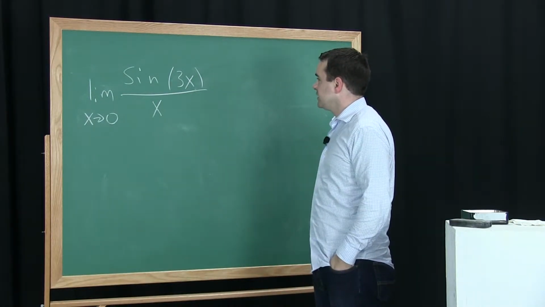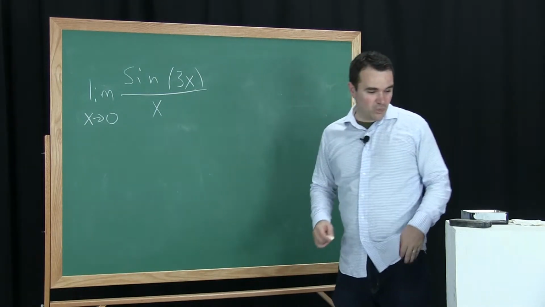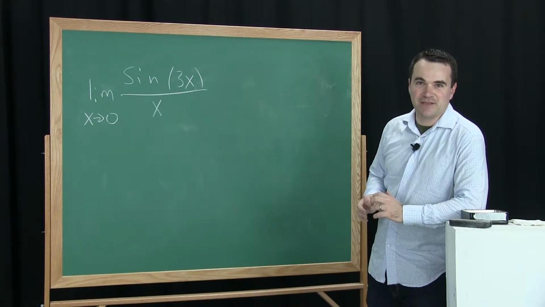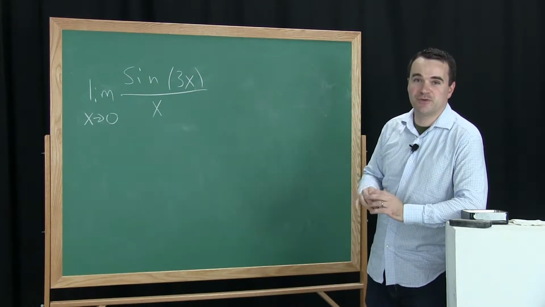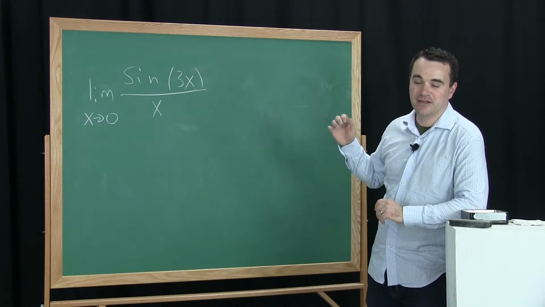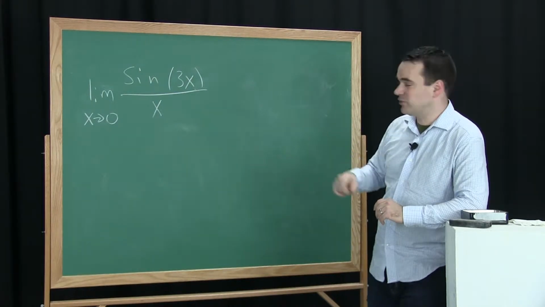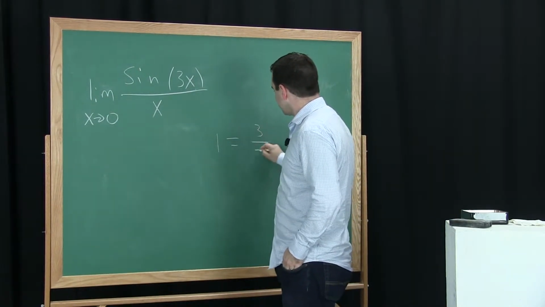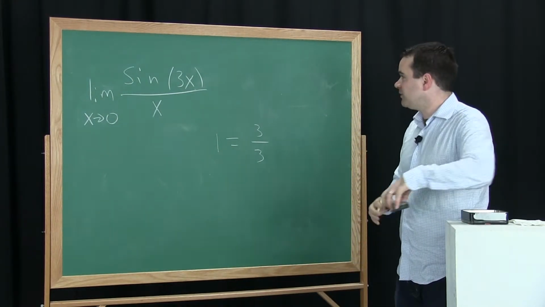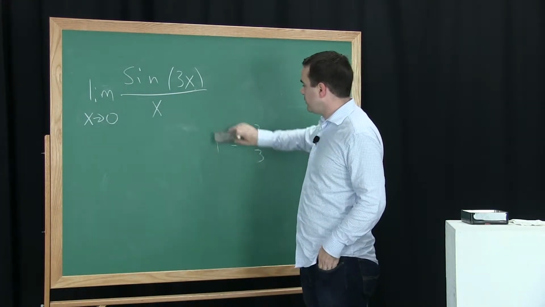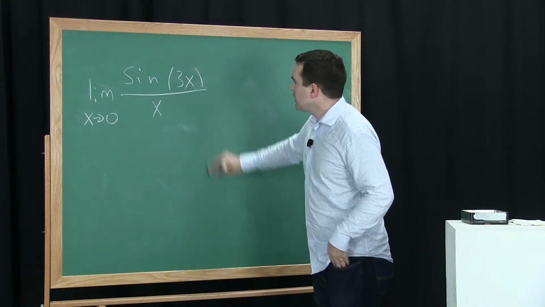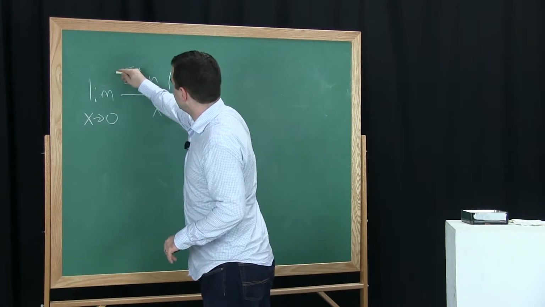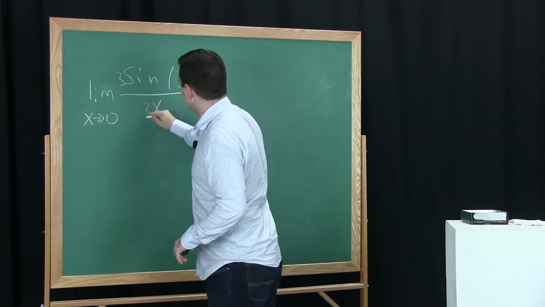What I want to do is one of these mathematical tricks. There's an old saying that mathematicians really only do two things: multiply by 1 and add 0. Here I'm going to multiply by the number 1, observe. 1 equals 3 over 3, no problem. So I can multiply this expression by the number 1 without changing its value. I'm going to multiply by 3 over 3, and I get 3 times sine of 3x over 3x.